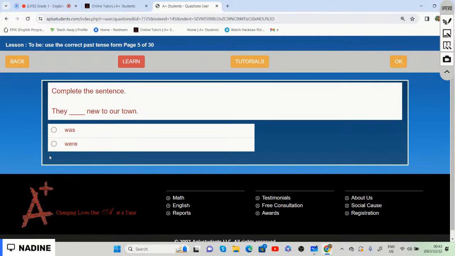So they, it refers to more than one person. So do we say they was new to our town or do we say they were new to our town? So they, it refers to more than one person. So we can say they were new to our town. And were is correct.